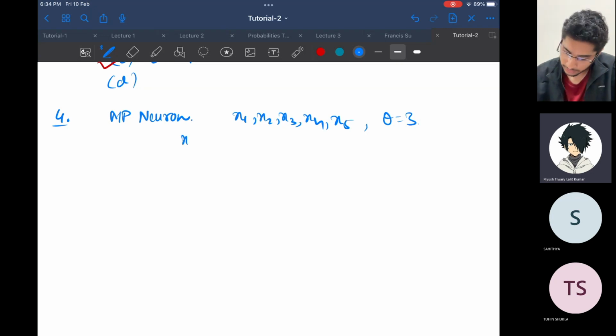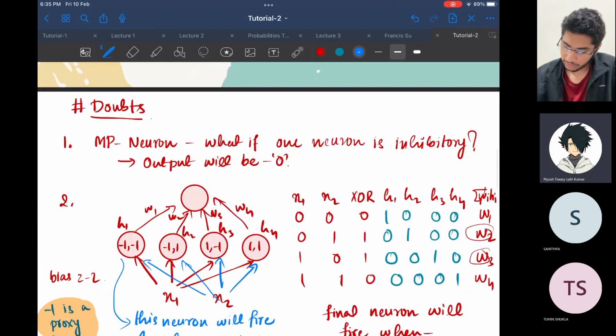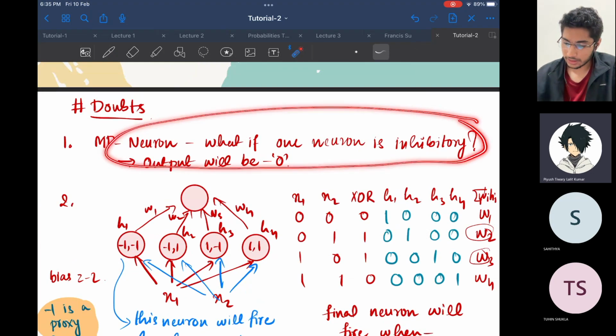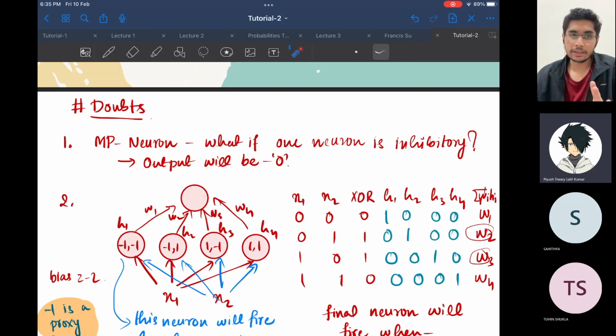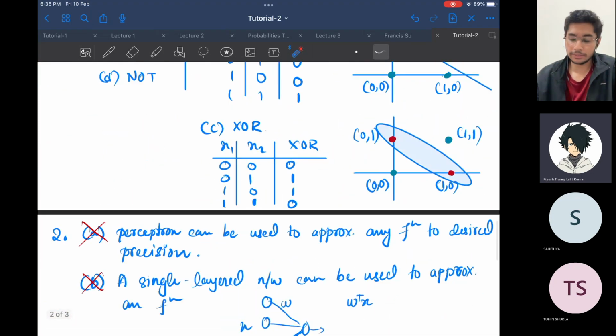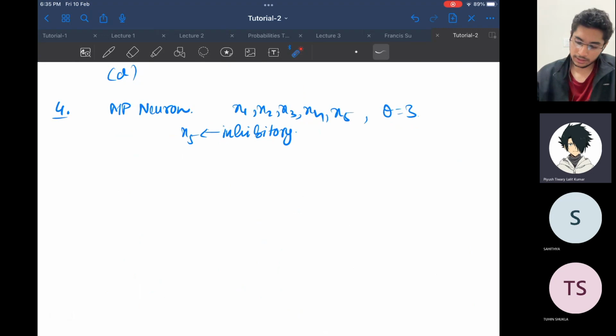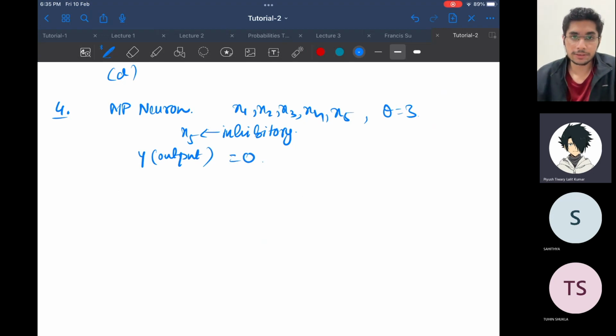Remember x5 is given to be inhibitory. As I told earlier, even if one of the inputs is inhibitory, the output will be zero. So as soon as you see that one of the inputs is inhibitory, don't think about anything. You can say that y, the output, is going to be zero. So only the first statement, which says y is equal to zero, is the correct option. This was an easy problem, I hope.